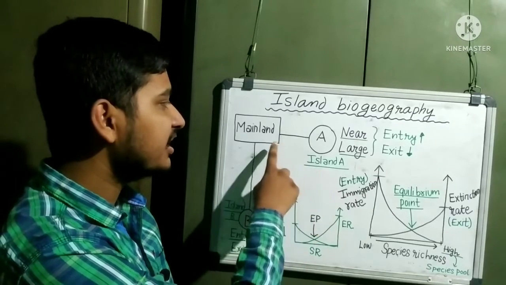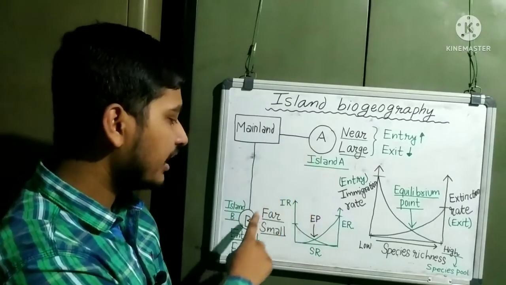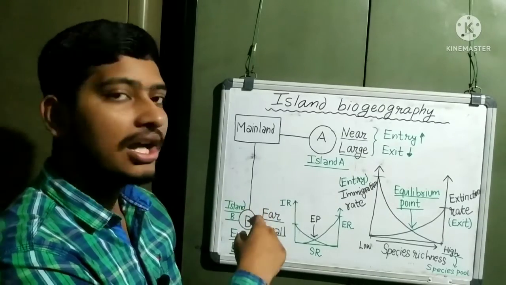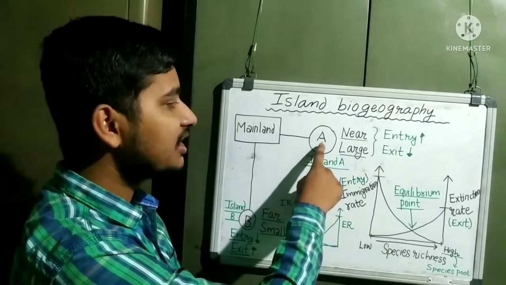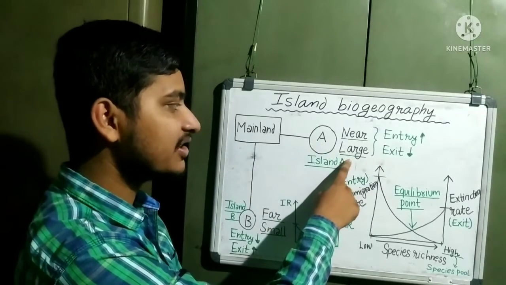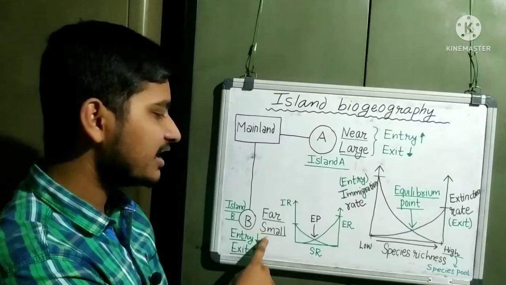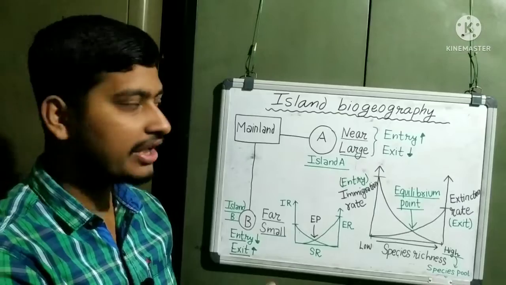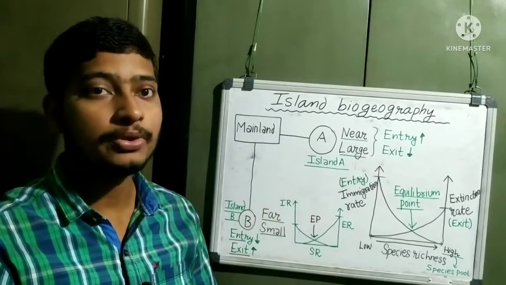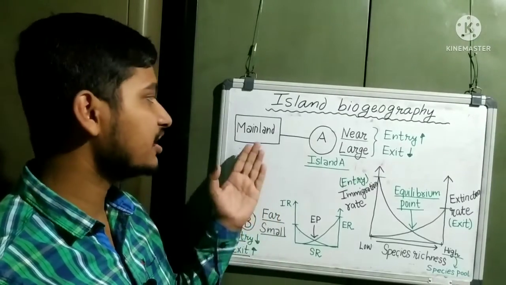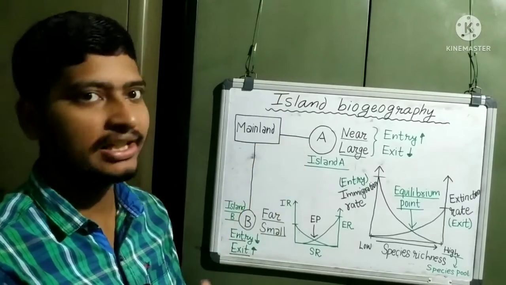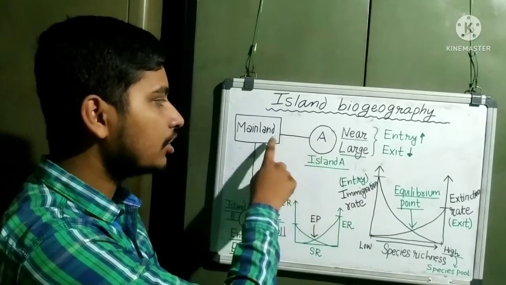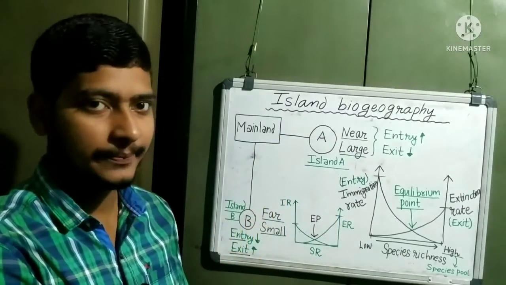First of all, as you can see here, I have drawn two islands. One island is near from the mainland, whereas the other island is far from the mainland. Similarly, this island A is large in size and island B is small in size. So, what do you think? In which island will the individuals migrate from the mainland? Will they reach island A or will they prefer island B?